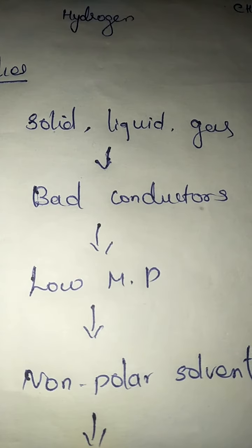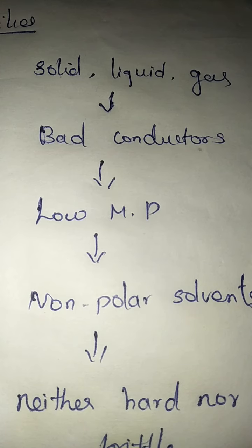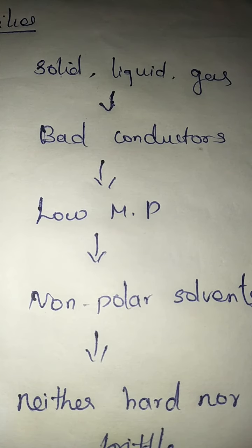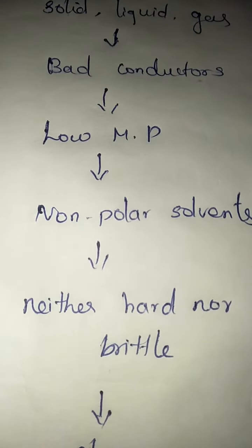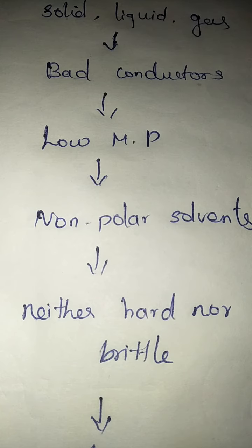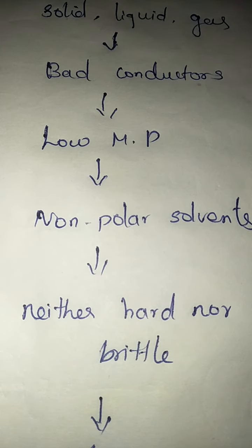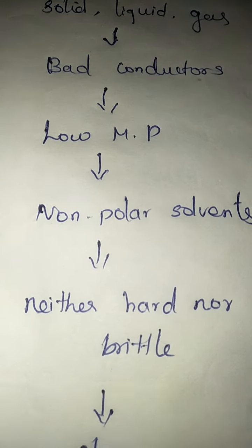Since they do not have any ions, they are poor conductors of electricity. Compared to ionic bonds, they have a low melting point, but diamond has a high melting point. Since they have no ions, they cannot dissolve in water. They dissolve only in non-polar solvents such as benzene, ether, carbon tetrachloride, etc.